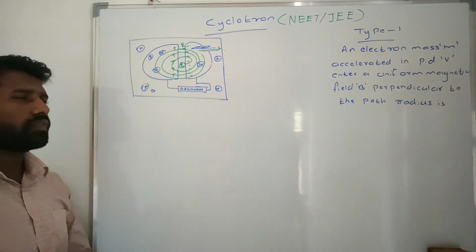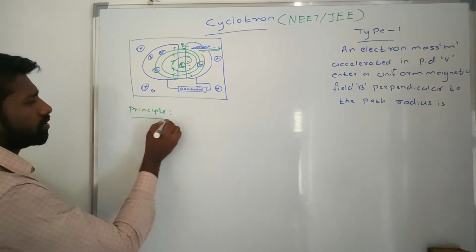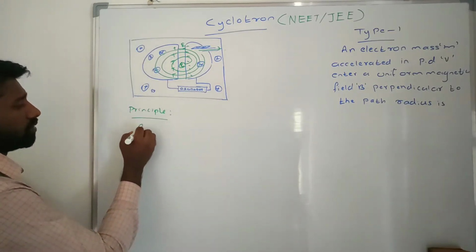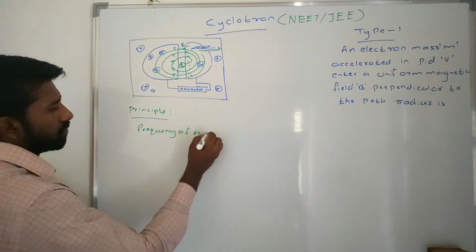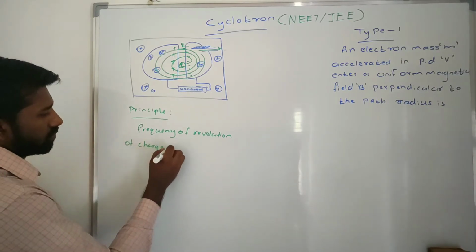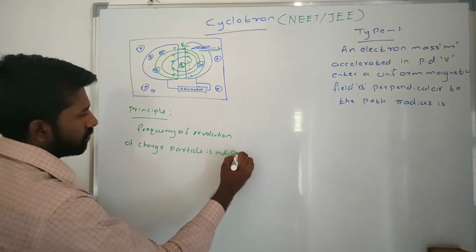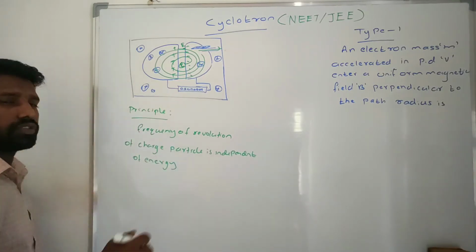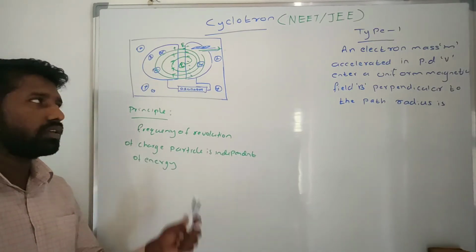Then, what is the working principle? The working principle is that the frequency of revolution of the charged particle is independent of its energy. That is the working principle of the cyclotron.